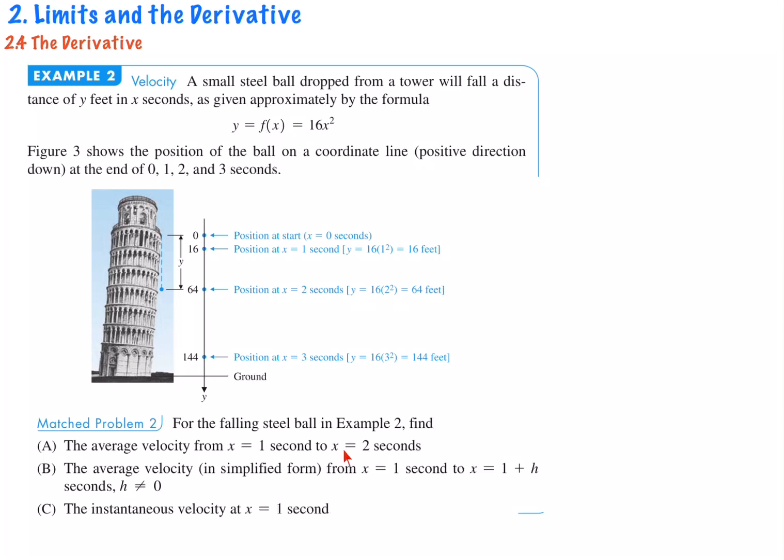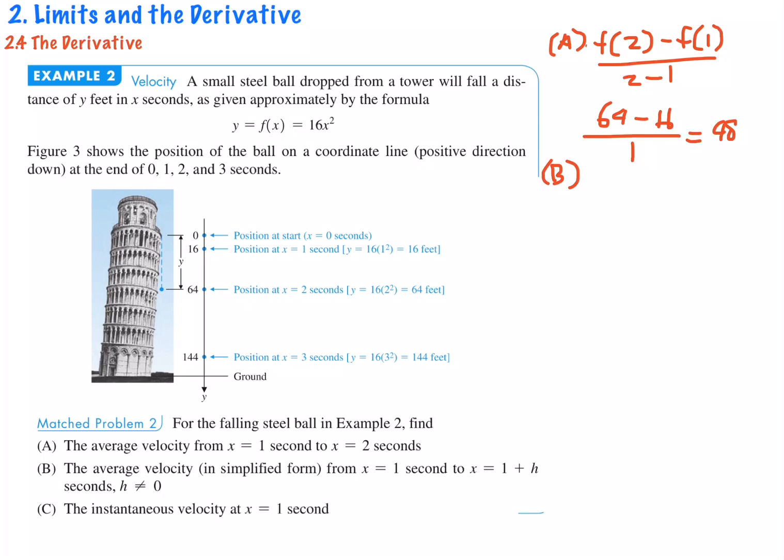Now for the falling steel ball in example 2, find the average velocity from x equal 1 second to x equal 2 seconds. So that will be, for A, f of 2 minus f of 1 divided by 2 minus 1. So f of 2 will be 64, and then minus f of 1, that will be 16, over 2 minus 1, in this case 1, so we'll get 48.